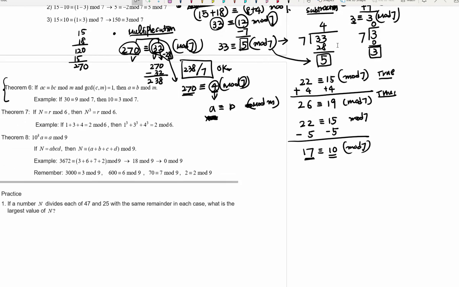All right, the next one over here, theorem 7. This is a very special case, okay? This is a very special case. When you have two numbers congruent in mod 6, okay?